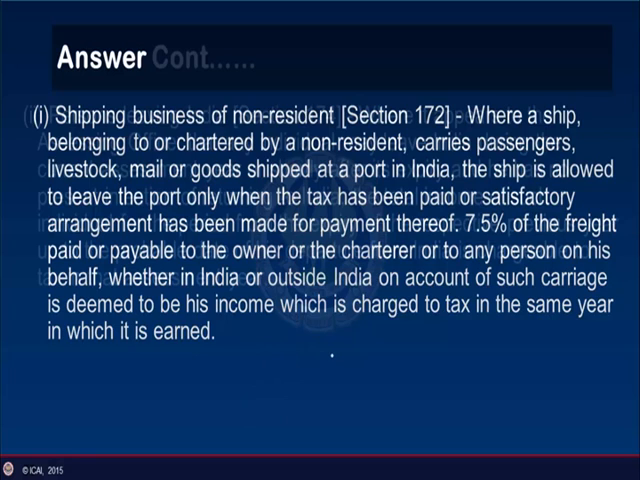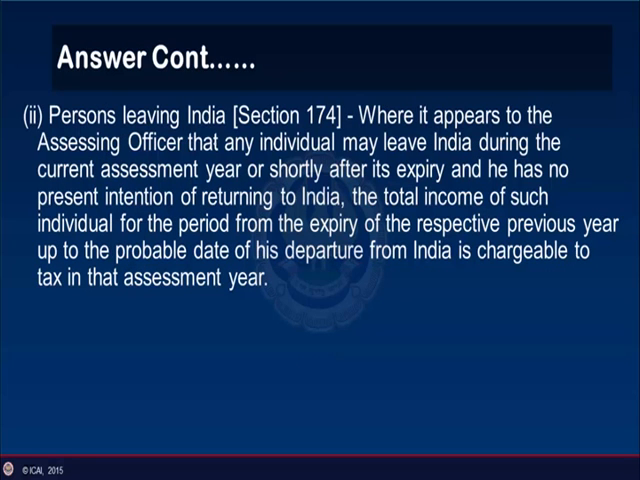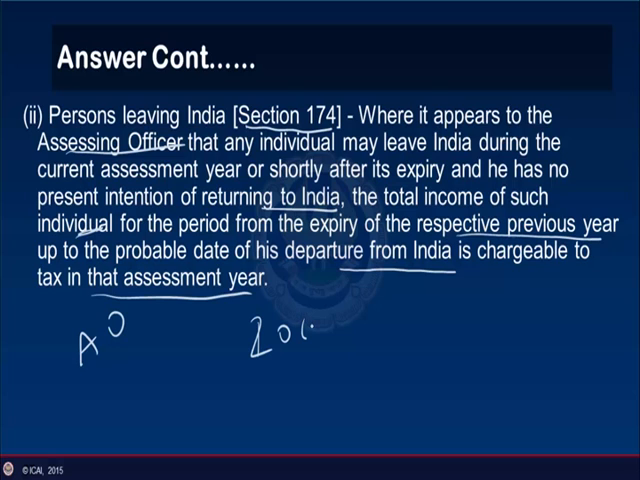The second is a person leaving India under section 174, where it appears to the assessing officer that any individual may leave India during the current assessment year or shortly after its expiry and has no present intention of returning to India. The total income of such individual for the period from the expiry of the respective previous year up to the probable date of his departure from India is chargeable to tax in that assessment year itself. So if he is leaving in 14, the previous year is 14-15, and the assessment year also would be 14-15 if the AO wants so.